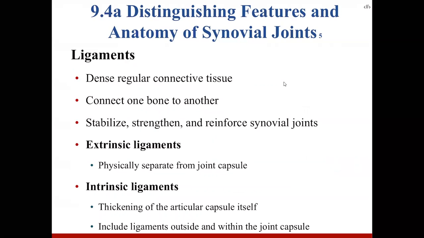Okay, now ligaments, we've talked about a little bit before. They're dense, regular connective tissue. They connect, right? So bone to bone. And the idea is they're going to stabilize the joints so that they stay together. Okay, there's two different types of ligaments. There's extrinsic and there's intrinsic. Extrinsic are not part of the joint capsule, whereas intrinsic are part of the capsule.